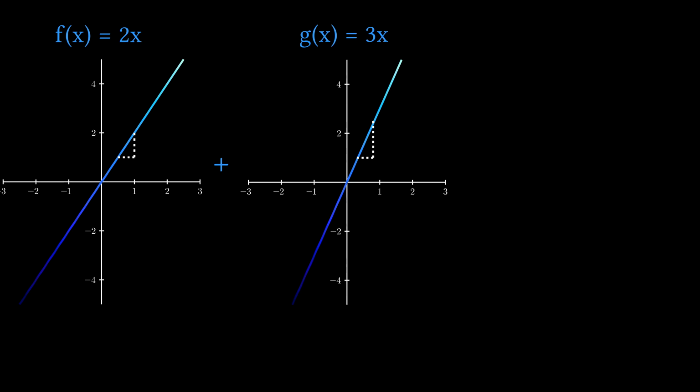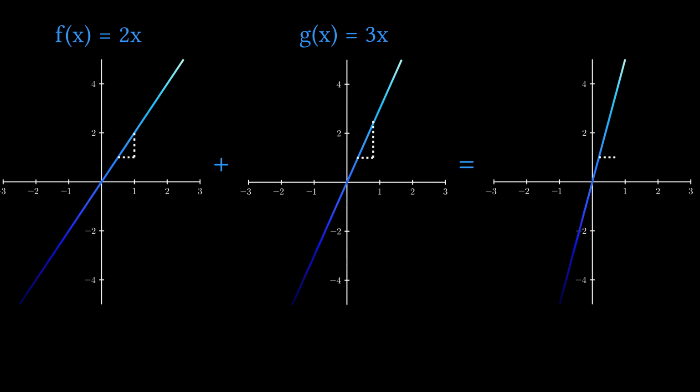One last question to answer in single variable calculus is, what is the derivative of the sum of two functions? Well, if the two functions are both lines, then it is easy to see that the derivative of their sums is the sums of their derivatives. That is, if the two functions are f of x equals 2x and g of x equals 3x, then the sum of those functions is 2x plus 3x, which equals 5x. Likewise, the derivative of the sum is 2 plus 3, which equals 5. So the derivative of the sum of two lines is the sum of their derivatives.